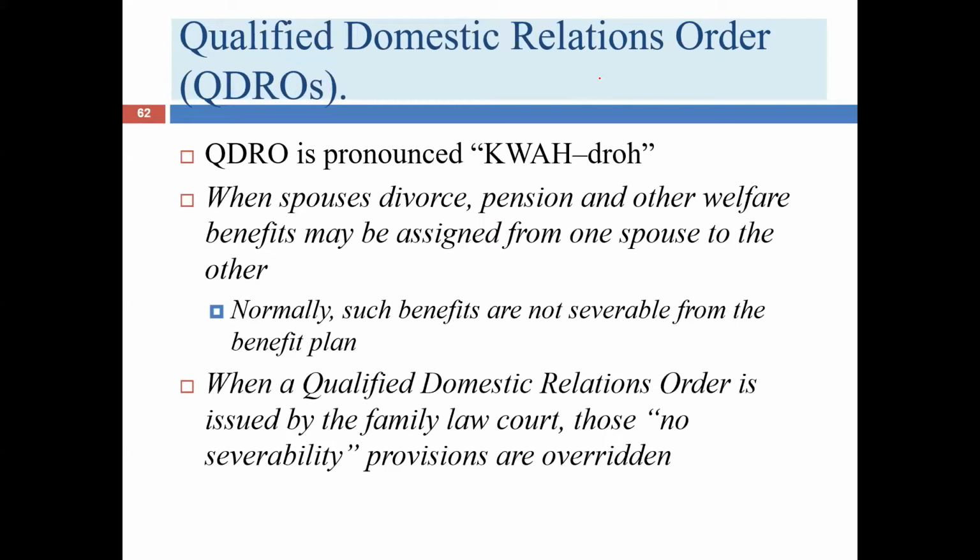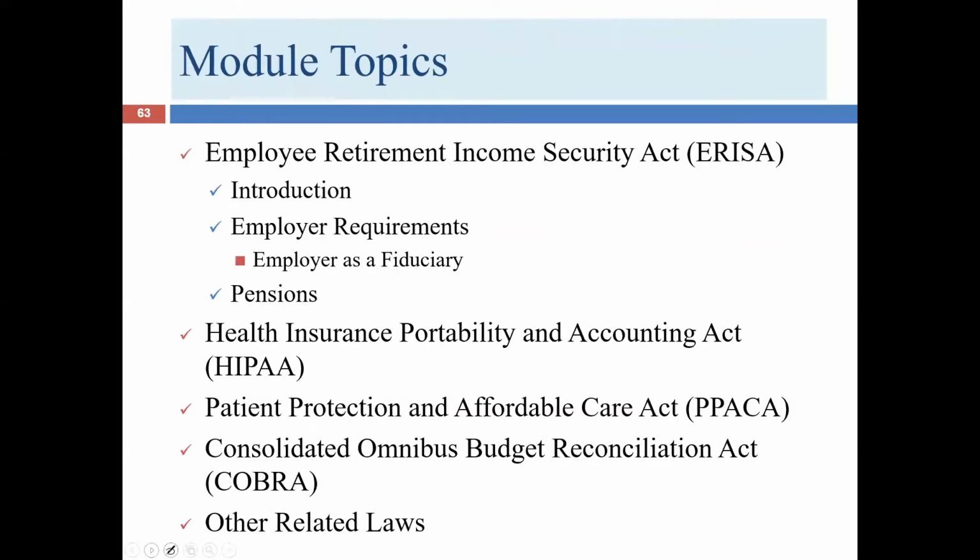Well, the way to get around that is for the judge to issue a QDRO, a Qualified Domestic Relations Order. This order from the court would be directed to the plan administrator for whatever that plan is, and that would override any no-severability provisions in the plan, and therefore would allow the plan administrator to divide up the assets in that particular program as is ordered by the family law court. So this is a relatively common thing that needs to happen in divorce situations. Not every divorce, but a very common arrangement that needs to happen from time to time.